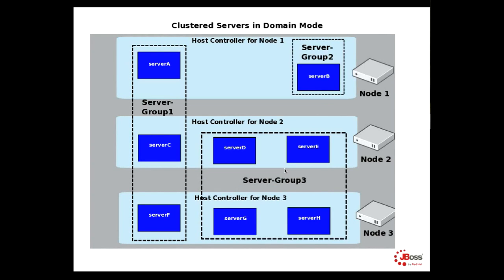In a domain, the services and applications are defined at the server group level. And it's up to the host controllers to ensure that all servers running in a server group have inherited the configurations from the domain controller. This means that an administrator will only need to define the service configuration at the profile level and then ensure that the server groups use that profile.